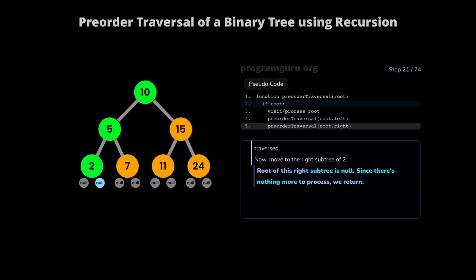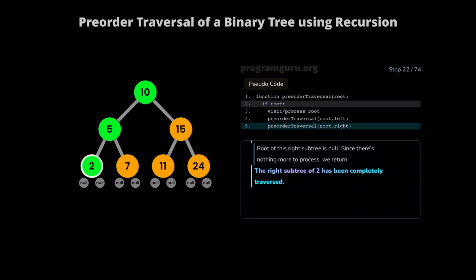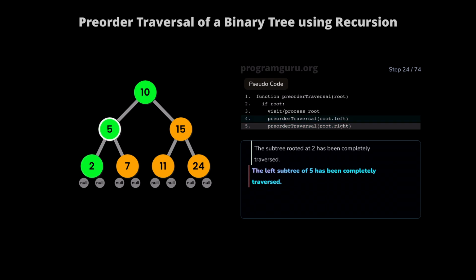Root of this right subtree is null. Since there's nothing more to process, we return. The right subtree of 2 has been completely traversed. The subtree rooted at 2 has been completely traversed. The left subtree of 5 has been completely traversed.